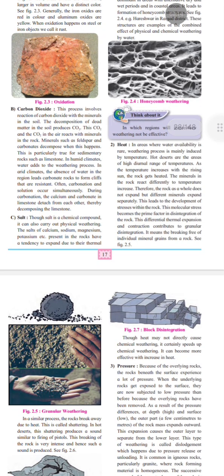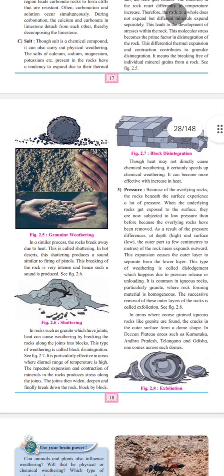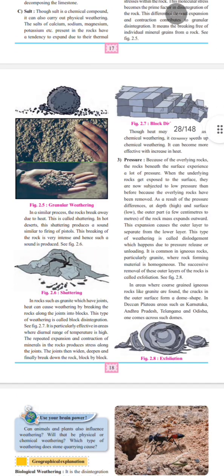Next is heat. It is especially important in hot and dry regions. During the day, rocks become very hot. Different minerals in the rock expand at different rates. At night, they cool and contract. Repeated expansion and contraction creates stress inside the rock. Eventually, the rock breaks down. This is called granular disintegration. You can see figure 2.5 showing granular weathering. This is called granular disintegration when individual grains get separated.